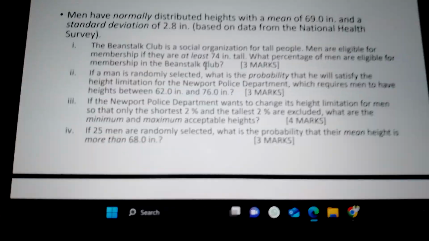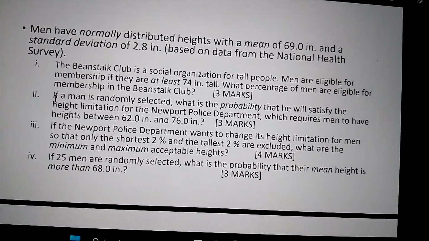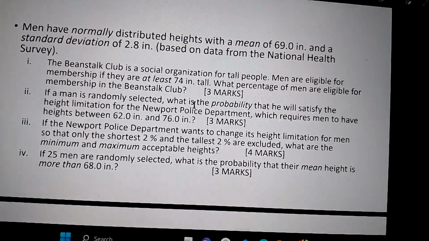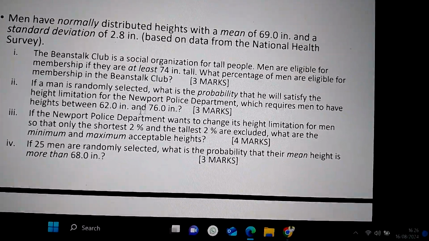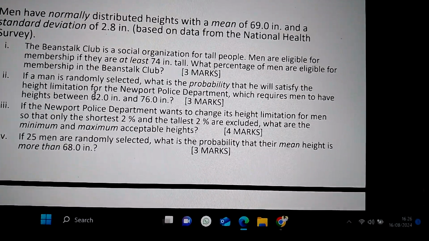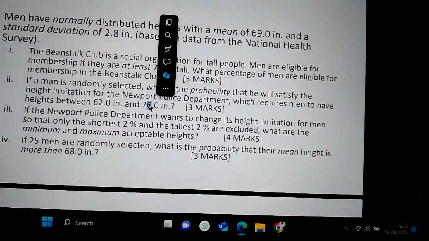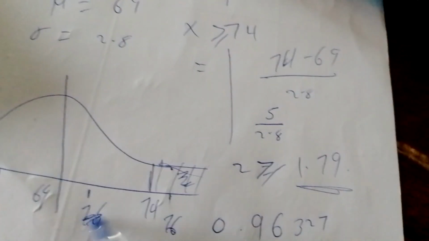Basically, let's just discuss how we solve these questions so that hopefully you can solve them on your own. If a man is selected at random, what's the probability that he'll satisfy the height limitation, if it requires between this and that? So from your table, it requires 62 to, say, 76. 76 is somewhere right here. So how many people fall within this?